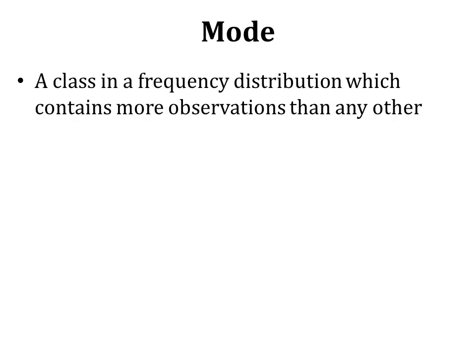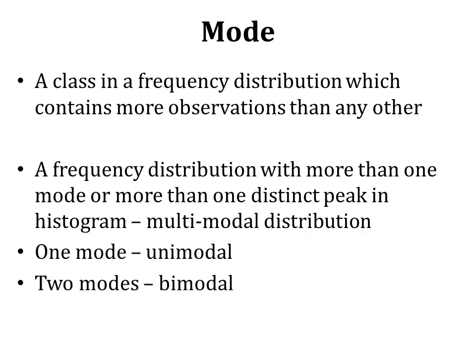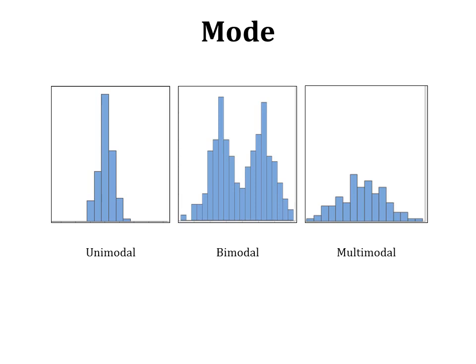Mode. A class in a frequency distribution which contains more observations than any other is known as the mode value. A frequency distribution with more than one mode, or more than one distinct peak in a histogram, is known as a multimodal distribution. So if it has only one mode value, it is unimodal. If it has 2, it is bimodal. If it has more, it is multimodal.